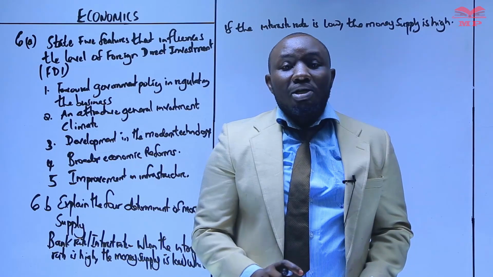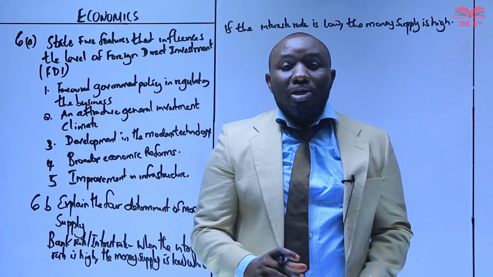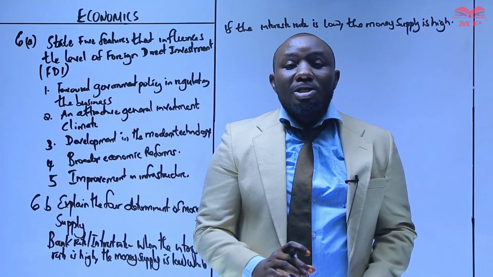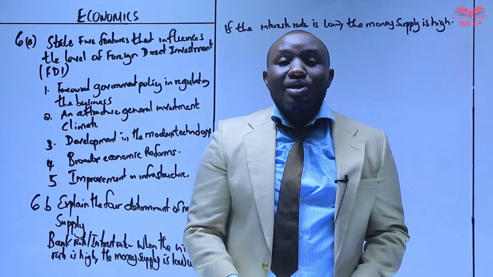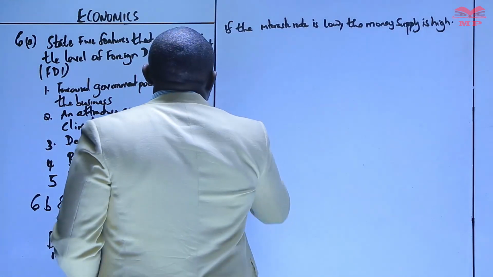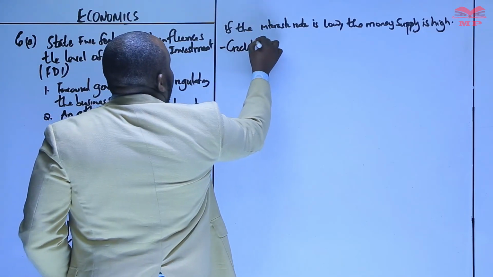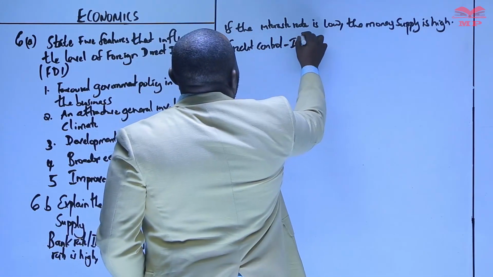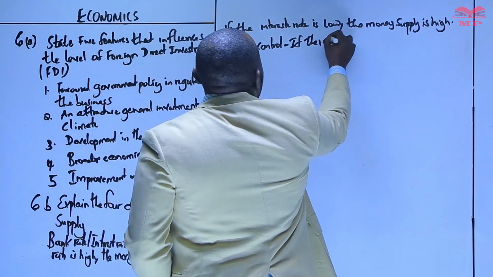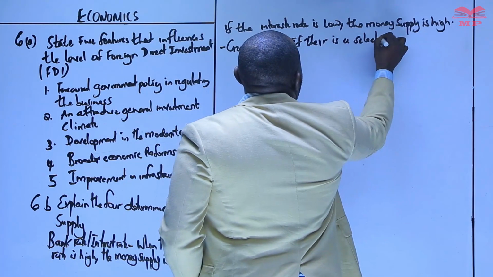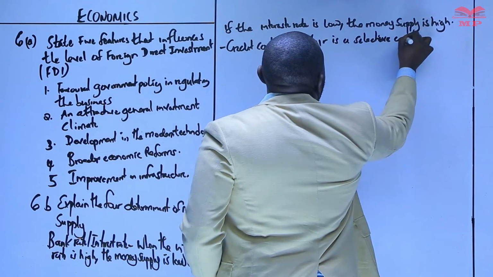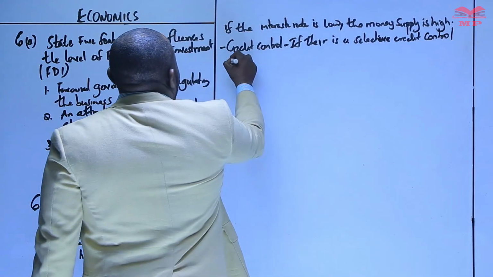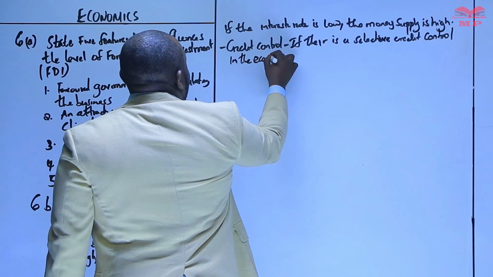But if credit is not given selectively, but given to every area of the economy without selecting, therefore, we know that the supply of money is going to be high. So we can put it, what we call credit control. Second would be credit control. If there is a selective credit control in the economy, i.e.